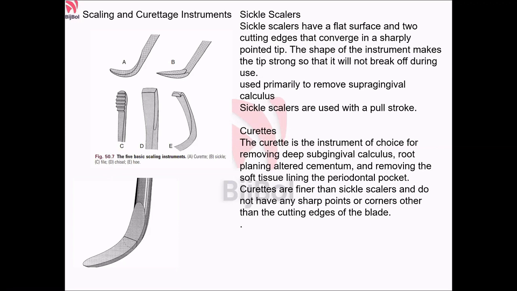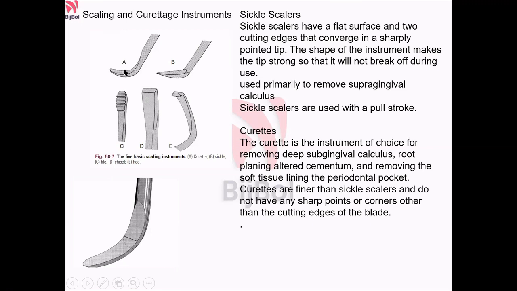And what is the stroke that you use with this instrument? The pull stroke. Remember, we go to the base of the calculus, get a firm grip of it, attach, and then you pull it up, pull stroke. That is what dislodges the calculus from the tooth surface. This is the sickle scaler.